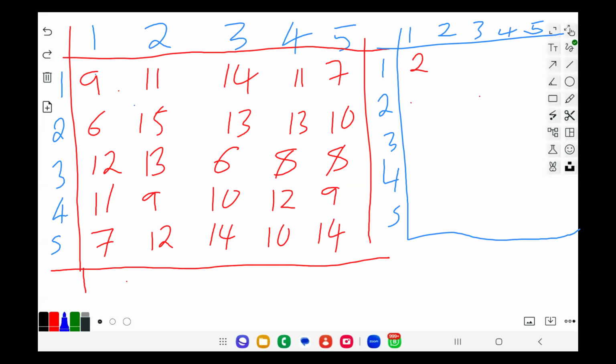Yes. 11 minus 7 will give us 4. And then 14 minus 7 gives us 7. Then 7 minus 7 gives us 0. Right?